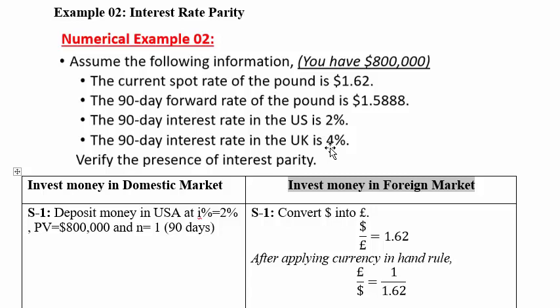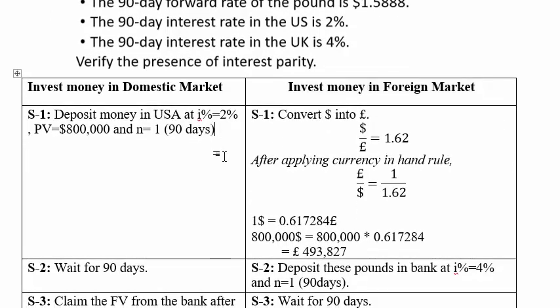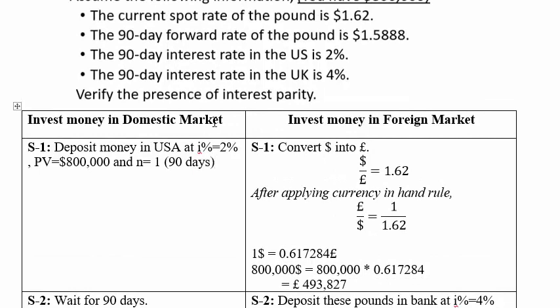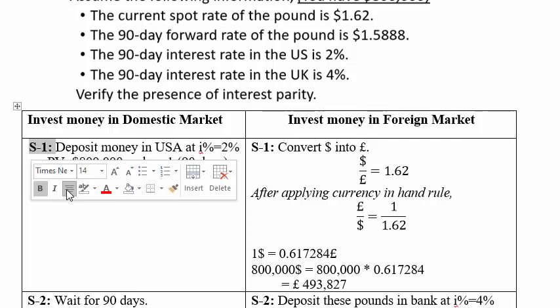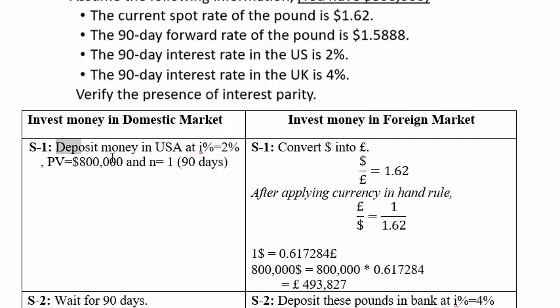Let's see, if the investor deposits in the domestic market, what will be the value at the end of 90 days? If we choose to invest in the domestic market, then our step number 1 is that we directly deposit money in the US market, and the interest rate here will be 2% as given in the numerical. The present value, the money that we deposit, is $800,000, and the number of periods will be 1, and this 1 period actually represents 90 days.